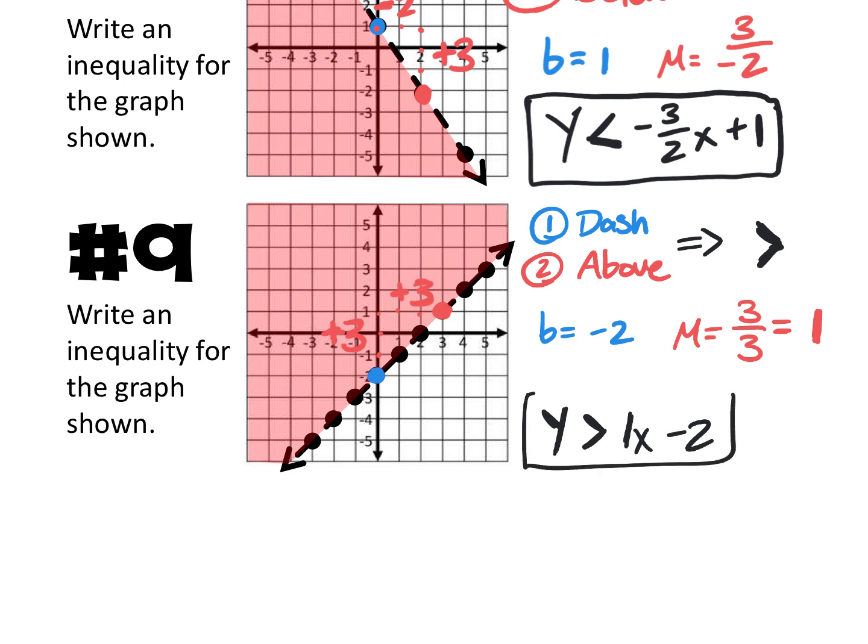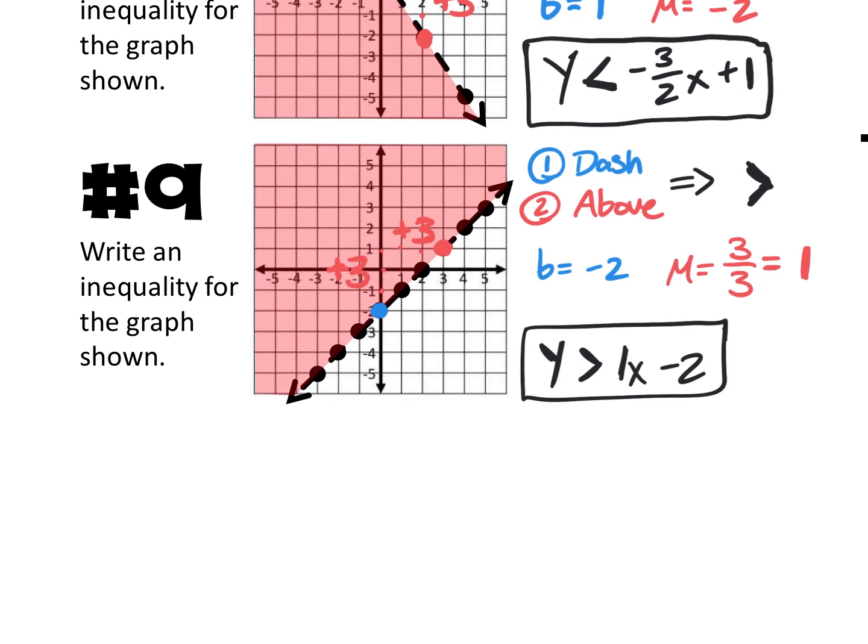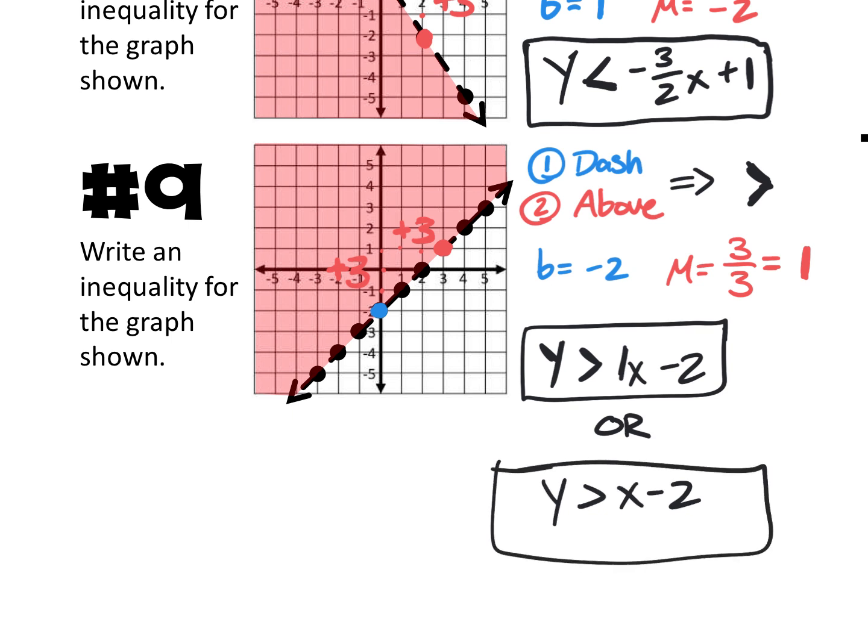Now, I want to show you one thing. This answer is right. But if it was a multiple choice test, you might not see it written like this. Here's why. That 1 in front of the x doesn't have to be there, because if nothing's there, we think it's a 1. You could see it written like this: y is greater than x minus 2. That is the exact same answer. Doesn't really change anything.